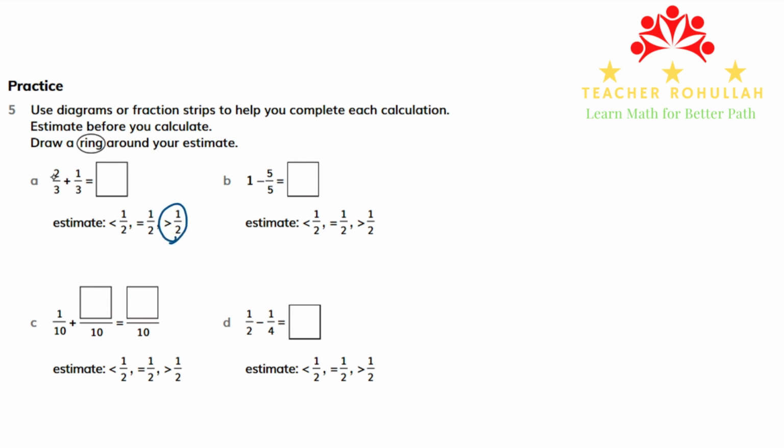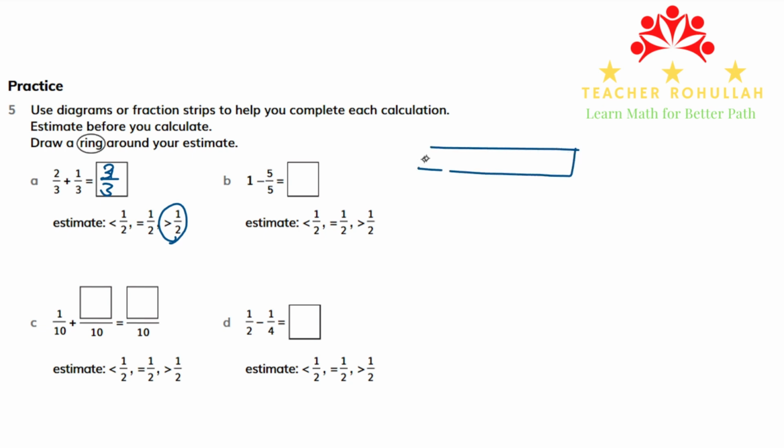Why? Because if we add 1 and 2, it is 3. 3/3, which is equal to 1. So we can write 2/3 plus 1/3 is equal to 3/3. How can we show using diagrams or fraction strips? Because it says use diagrams or fraction strips. I can show it here.